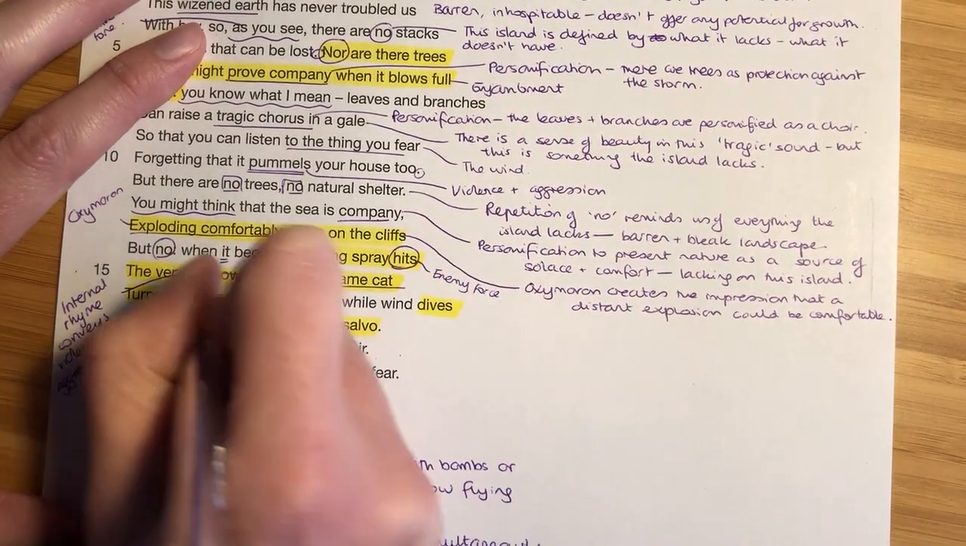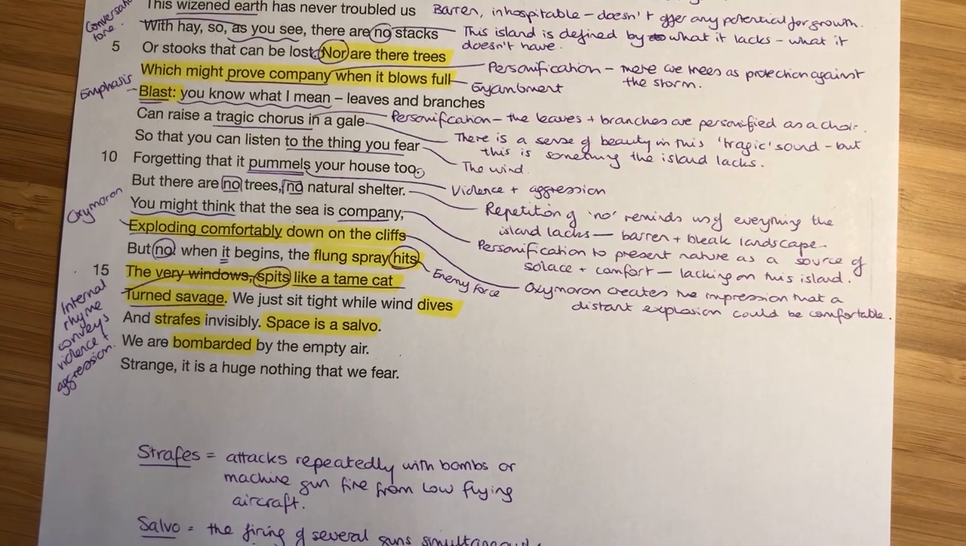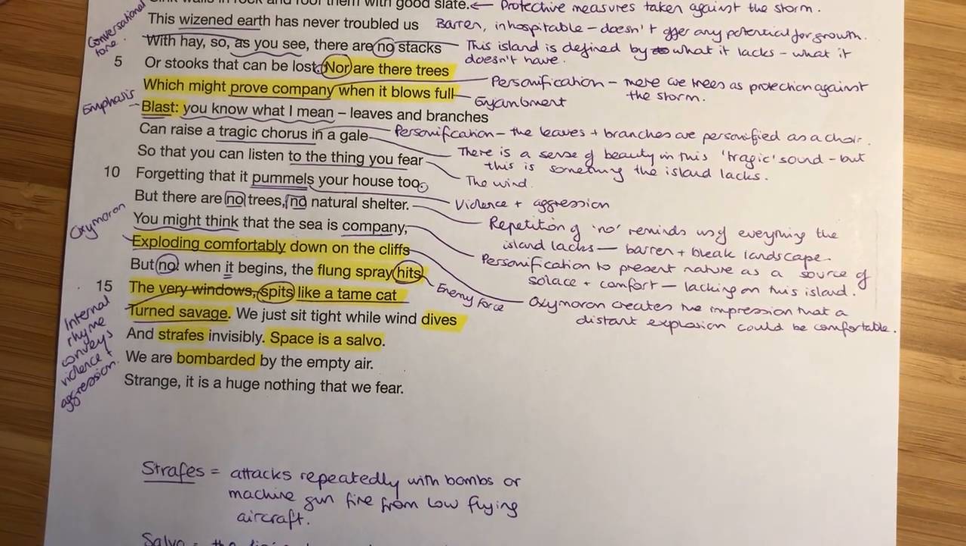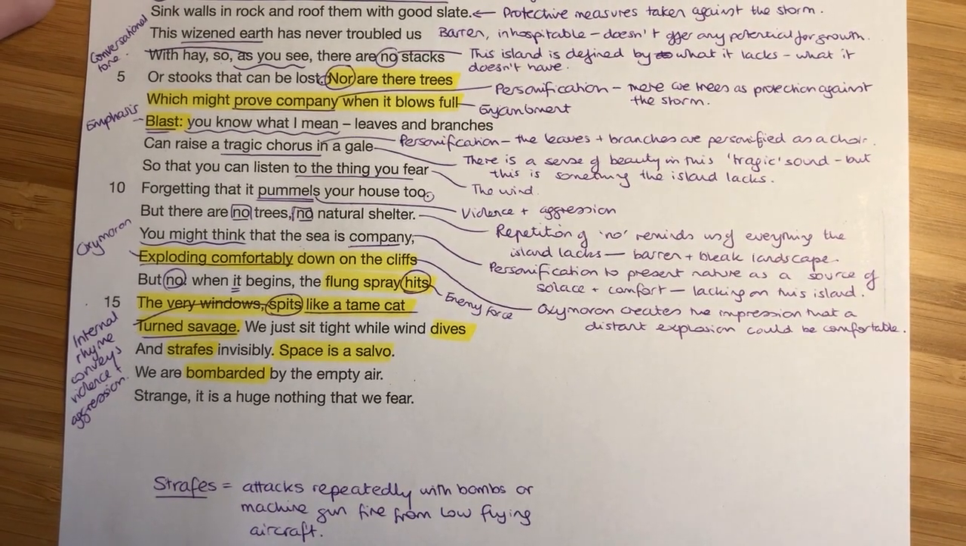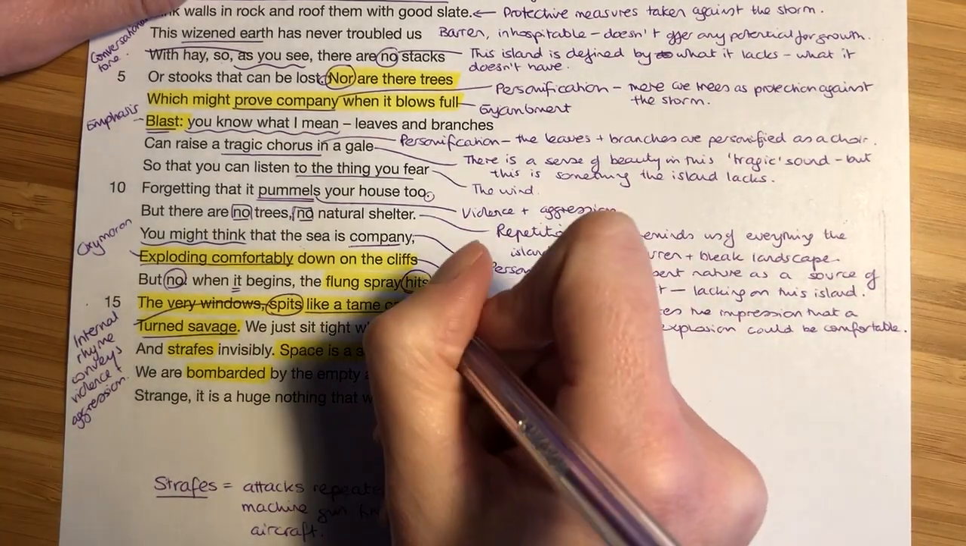And then we have this gorgeous simile. Hits the very windows, spits like a tame cat turned savage. So we get the impression that the sea, when there is no storm, is like a tame cat, something beautiful, something soothing, something almost like a pet, something that we don't feel threatened by, we don't feel worried about. But when the storm comes, it goes from being tame to being savage. It suddenly is something much more threatening, much more troubling, much more dangerous.